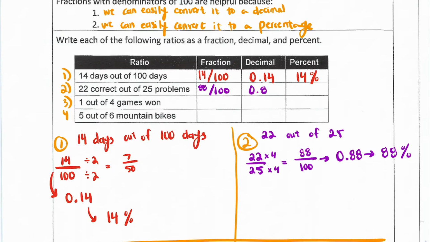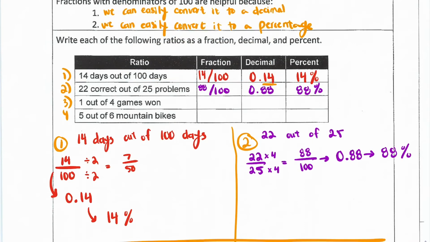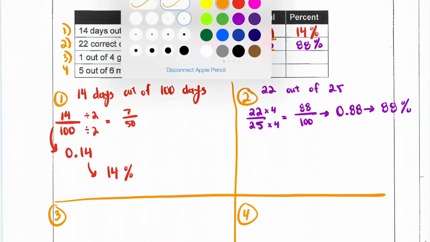So let me go ahead and fill in this table here. 88 hundredths and then 88%. You guys will notice that when you're given a decimal, the percentage is always those two numbers behind the decimal. All right, let's keep going.